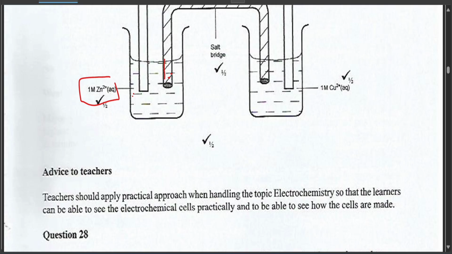Okay, so that learners can be able to see the electrochemical cells practically and to be able to see how the cells are made, rather than just showing them on the diagram using books. But it's sometimes better, either you show them through the video or go to the lab and show them how it looks like. So it gives a picture to the student, or it puts a picture inside the brain of the students, and as a result they get to remember faster.